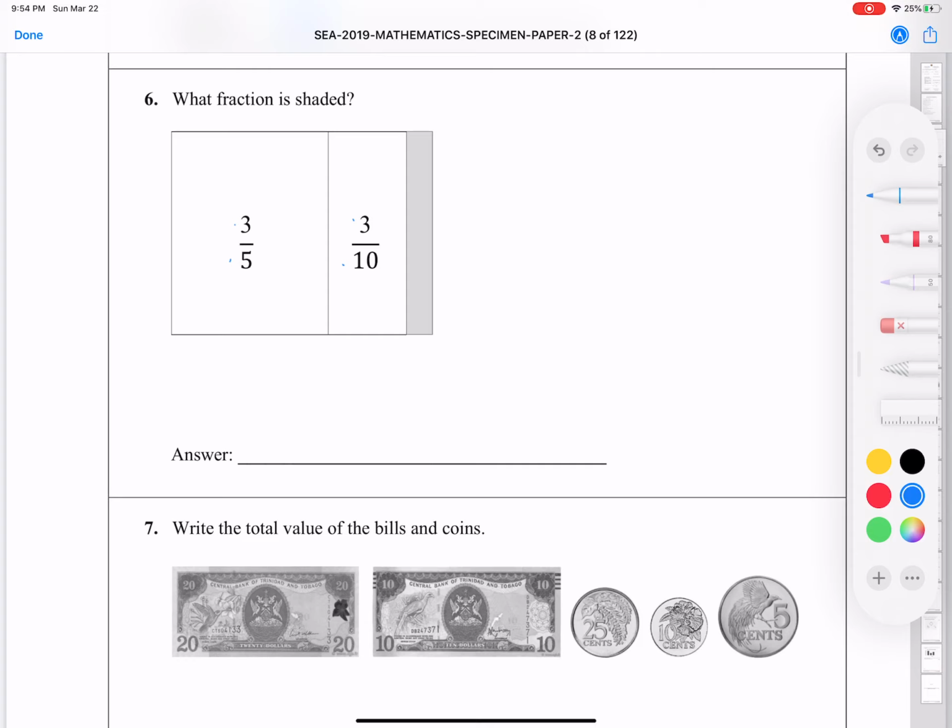What does it mean to have fifths? It means that you're cutting a whole into 5 equal parts. What does it mean to have tenths? It means that you're cutting a whole into 10 equal parts. If you have 5 equal parts and you cut each of those 5 equal parts into 2, then you would have 10. So what we want to do is express both parts that are visible there with the same denominator. So each of these 3 slices we're going to cut into 2 and have tenths. So we can compare tenths with tenths. We can do that either mentally or we can draw.